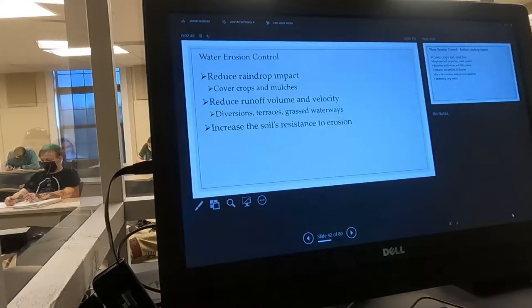Some other ways would be to reduce the runoff volume. And we're gonna talk about most of those today, being diversions, terraces, and grassed waterways. And so these are some of the practical applications of what we would do in a situation where we are on a slope of some sort that is causing us some erosion problems. And ultimately the goal is to increase the resistance to erosion. Some of those things that can be done would be increasing organic matter and having some sort of plant material on site that is going to have a root structure that is going to hold that soil in place better.